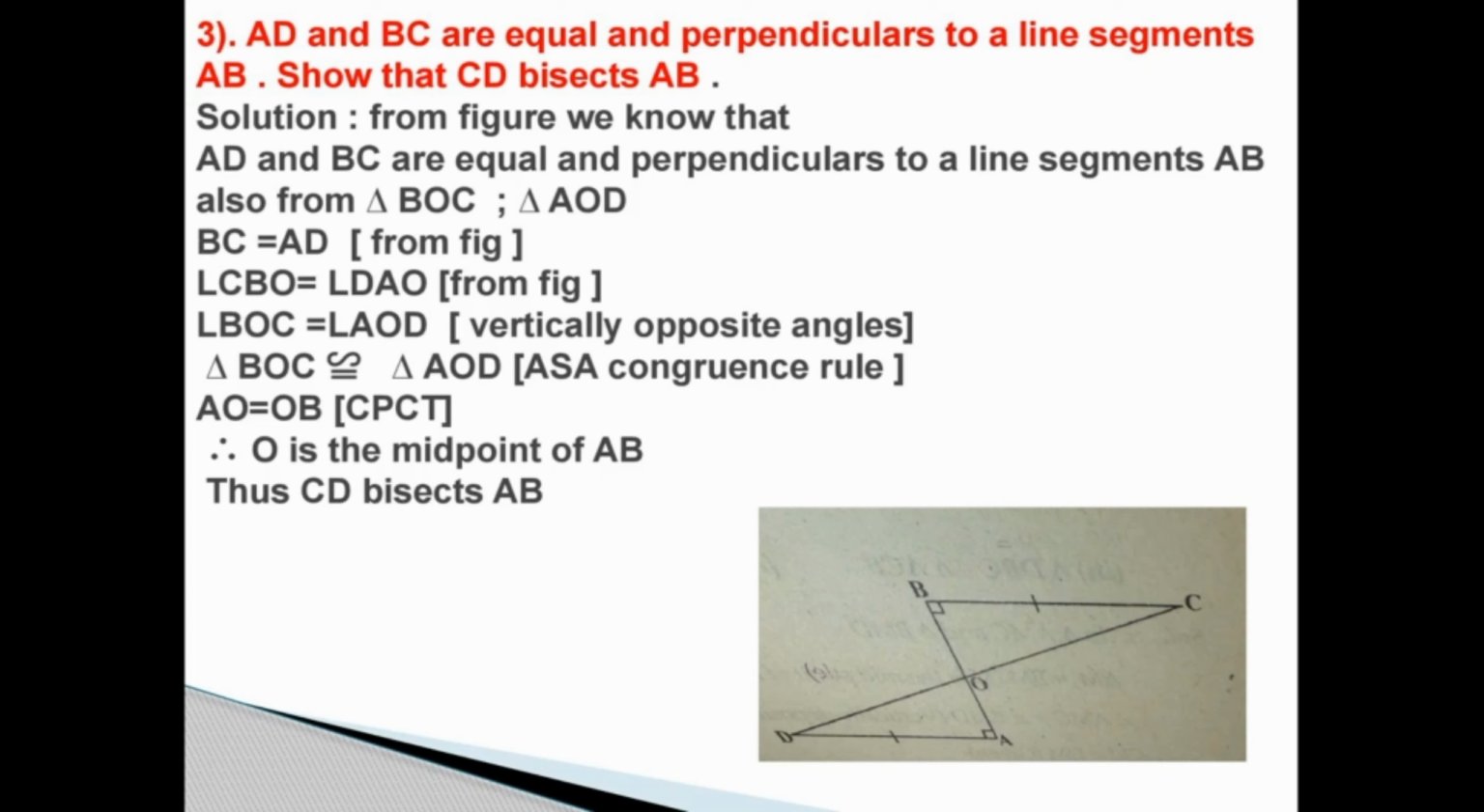From the figure we know that AD and BC are equal and perpendicular to the line segment AB. Also from the figure, in triangles BOC and AOD, BC is equal to AD. Angle CBO is equal to angle DAO. Angle BOC is equal to angle AOD, since vertically opposite angles are equal.